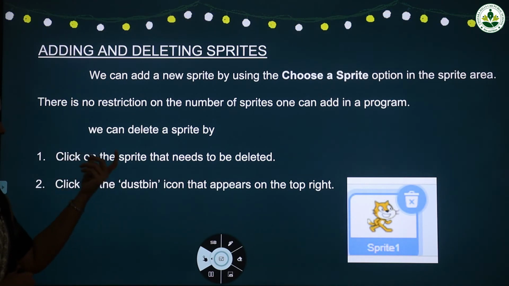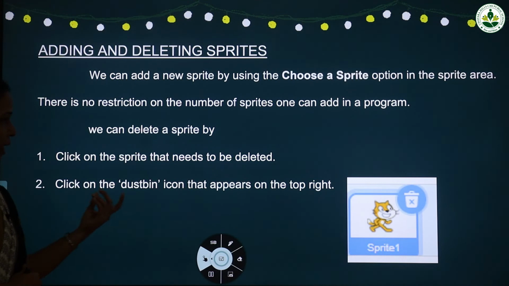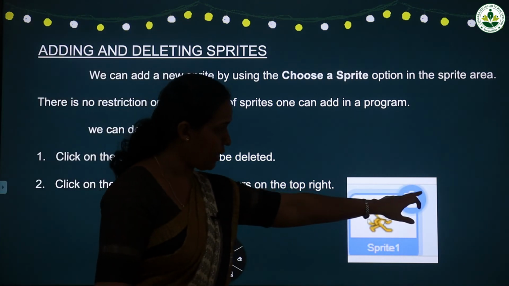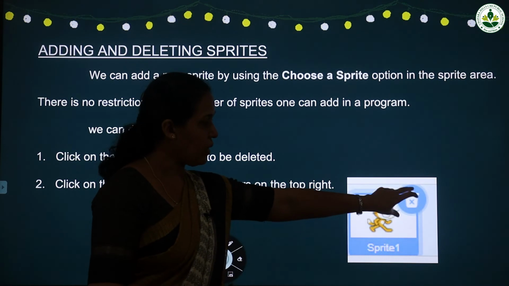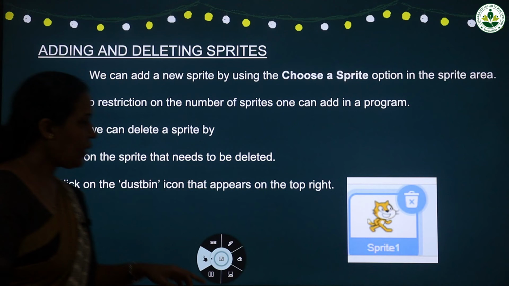Then how to delete a sprite? We can delete a sprite by clicking on the sprite that needs to be deleted. So first you select the sprite, then click on the dustbin icon. Here you can see, with each sprite at the rightmost corner, there is a dustbin icon. Just click on this, and that sprite will be deleted.